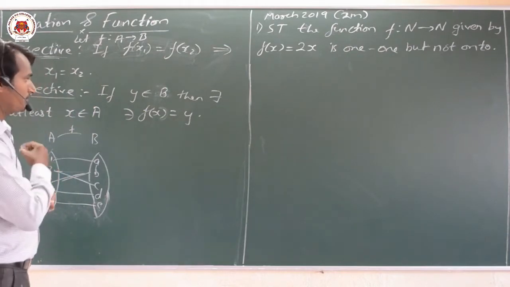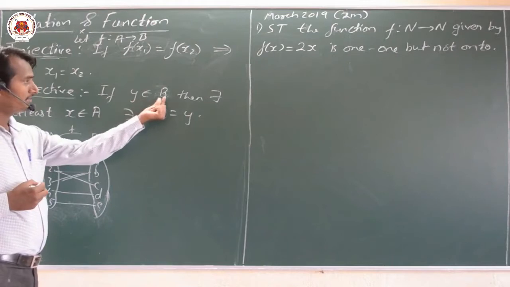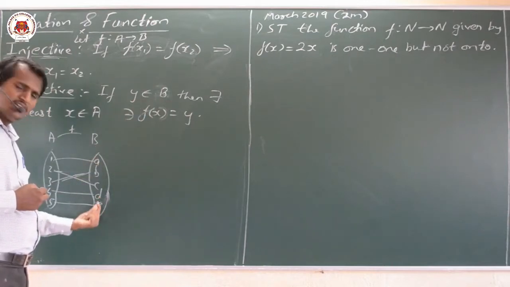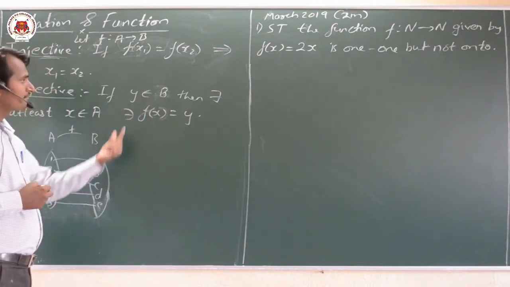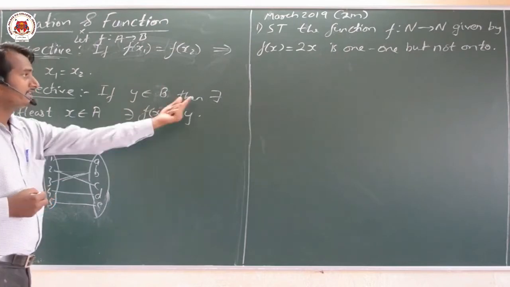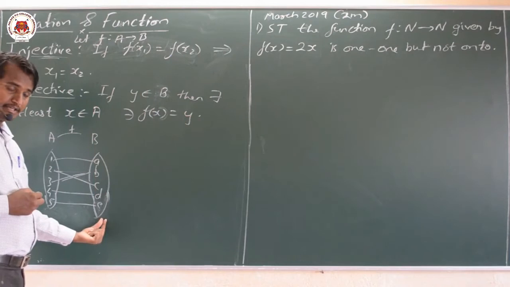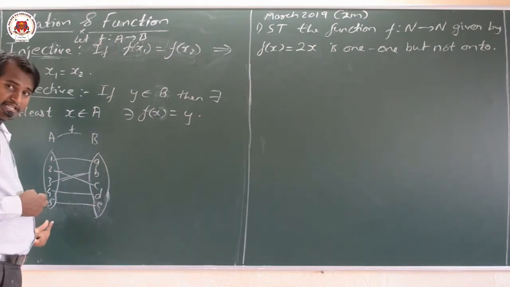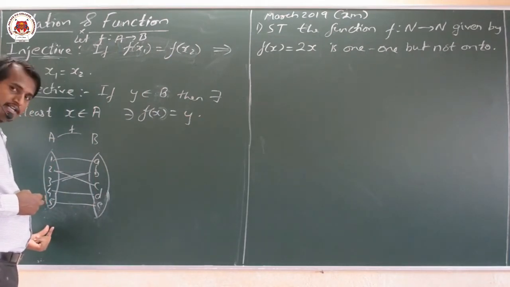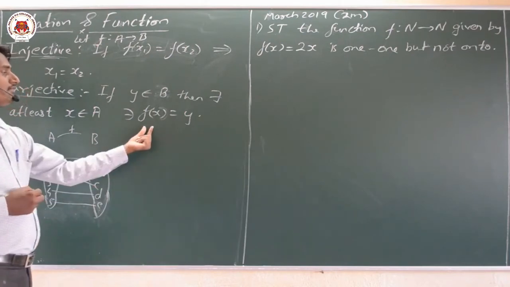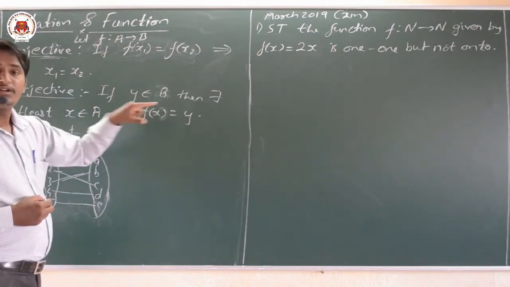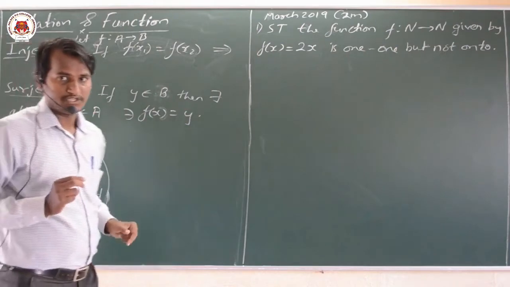But to solve the problems, how are we solving? For every y belonging to the set B, there exists at least one x belonging to A such that f of x equal to y. Then only we say that it is an onto function.